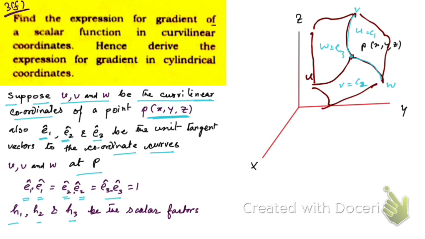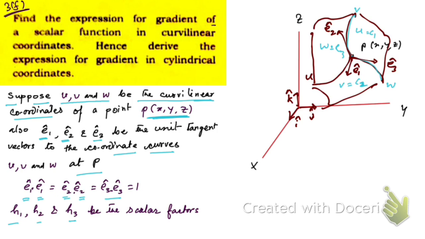Now, as we used to have unit vectors along the x-axis, y-axis and z-axis, respectively i cap, j cap, k cap, here also we can have unit tangent vectors. Along the curve u, that's going to be e1 cap. Along the tangent to the curve v, that's e2 cap, and the tangent at this point P to the curve w is e3 cap. These are the unit tangent vectors. Hope you have understood this concept.